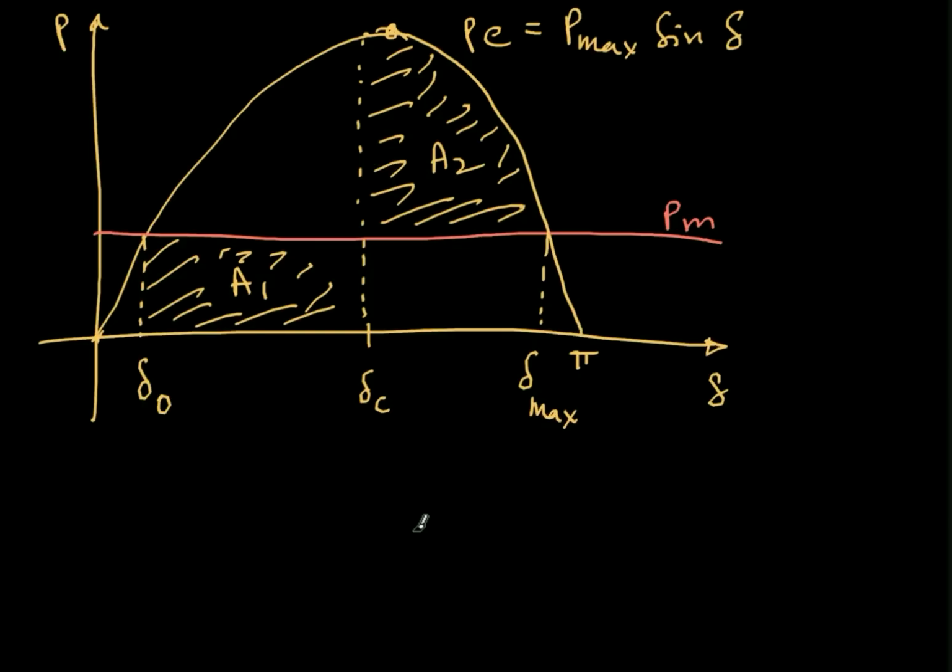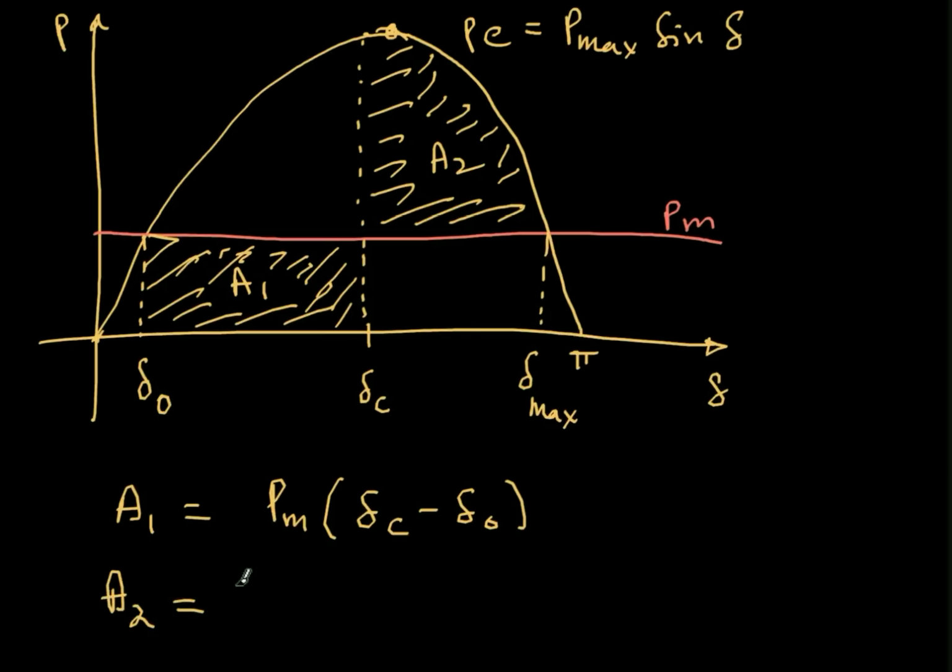So let's do that. What I want to do is first find what A1 is. A1 is nothing but this rectangular box. Therefore the area of A1 will be PM into delta C minus delta naught. This gives me the area of A1. I can also integrate PM from delta naught to delta C, which comes out to the same thing. This is area A1. What is area A2?